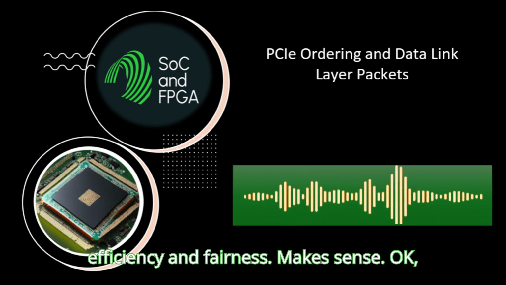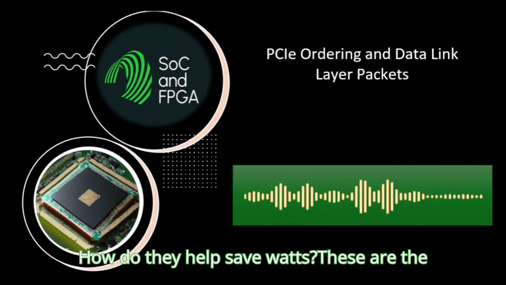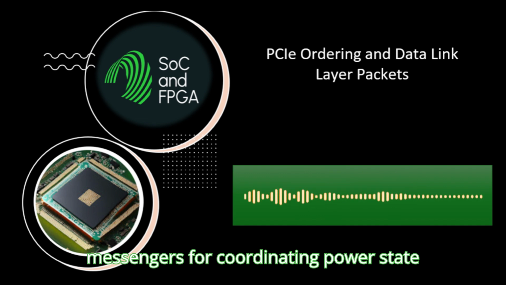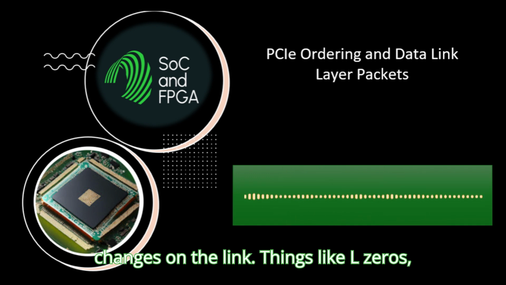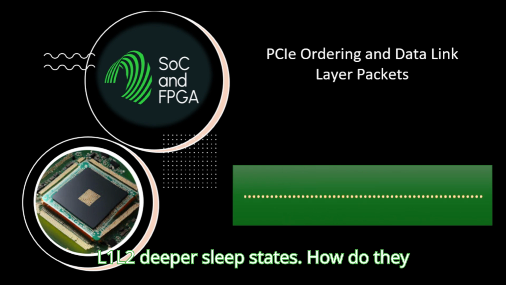Makes sense. Okay, then there were power management DLLPs. How do they help save watts? These are the messengers for coordinating power state changes on the link. Things like L0s, a quick, low-power active state, L1, L2, deeper sleep states.